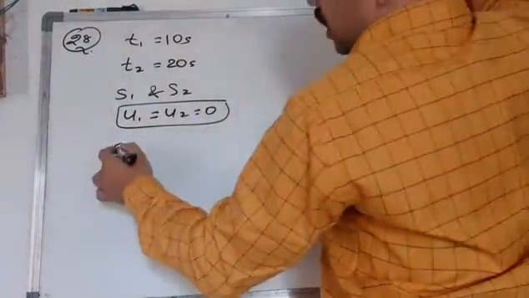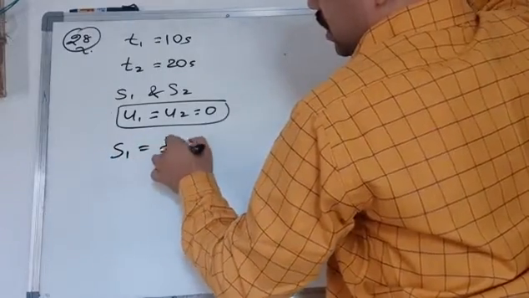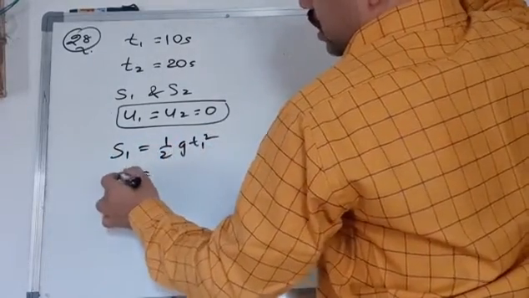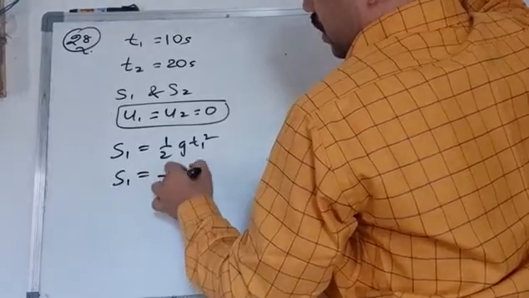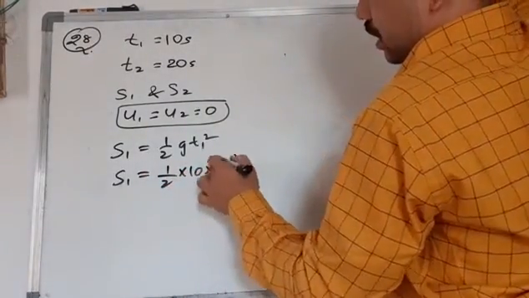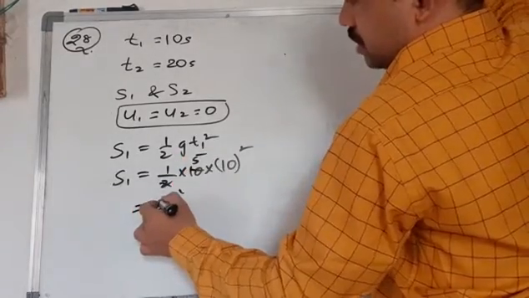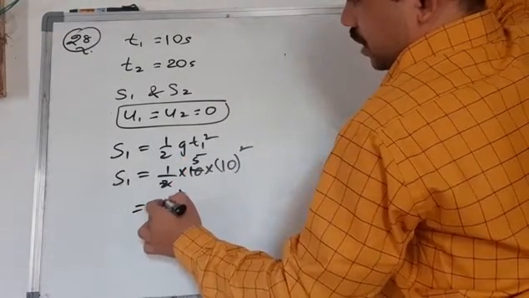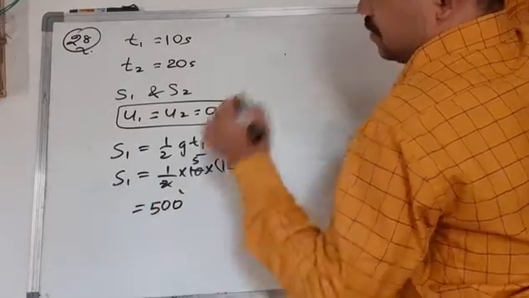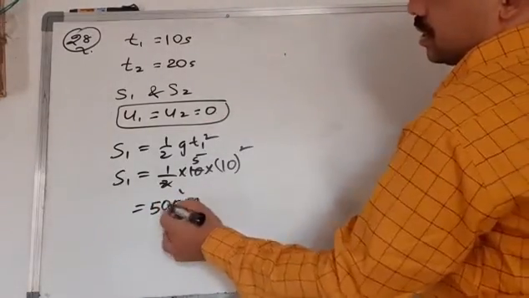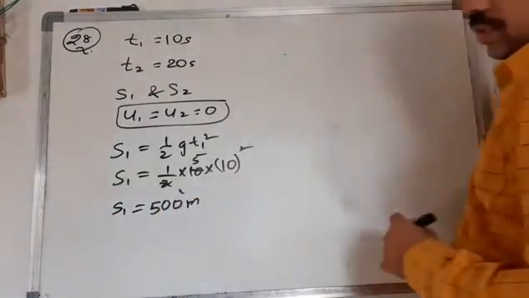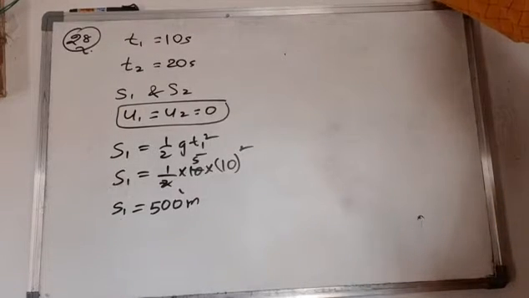So we can find out s1 is equal to half g t1 square. So that is nothing but s1 is equal to half into 10 into 10 square. So 2 1s are 2, 5s are. So s1, how much we got? 500 meters. This is s1 we got.